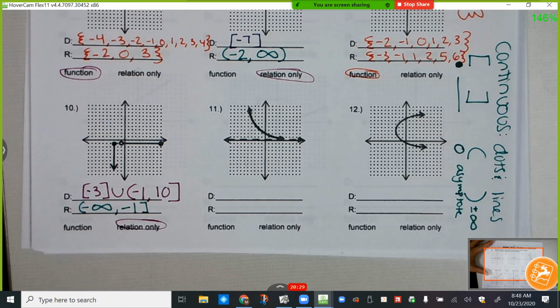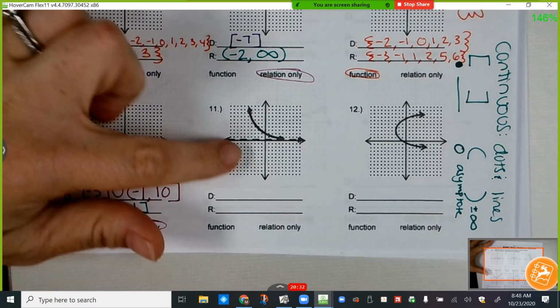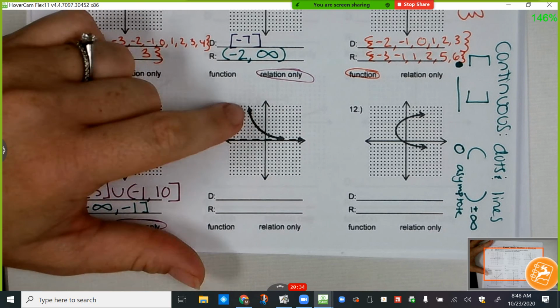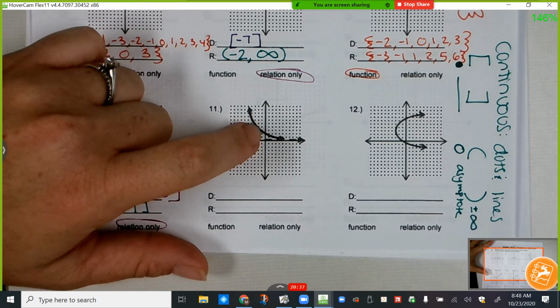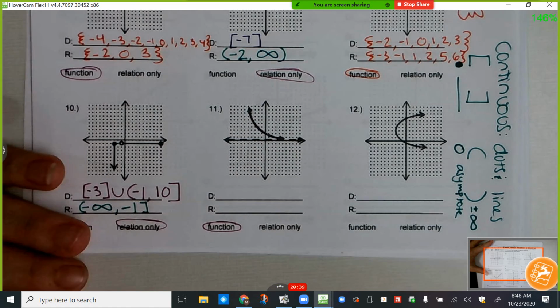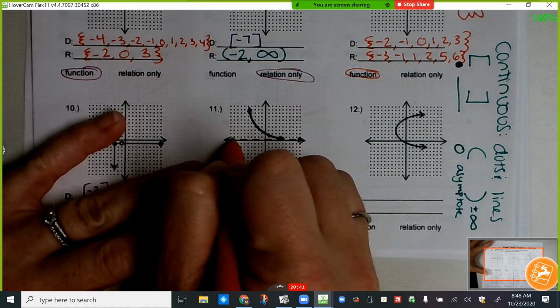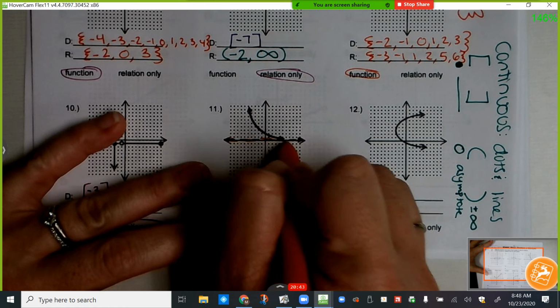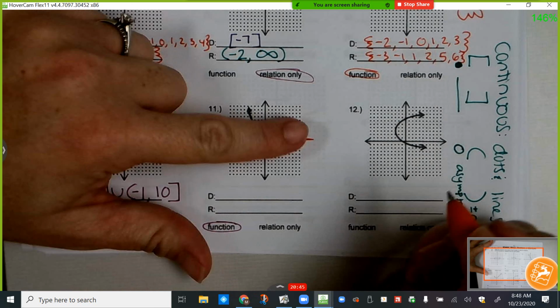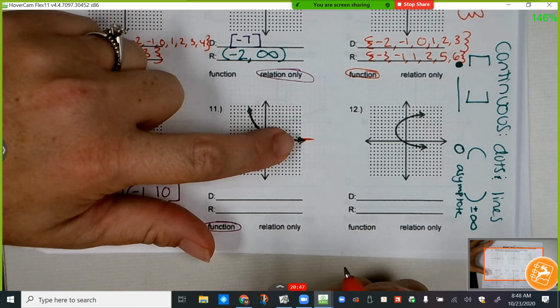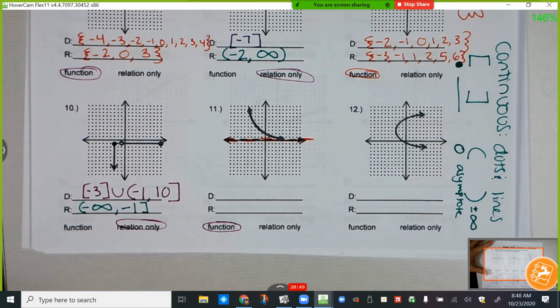Okay, looking at number 11, function or relation only. Don't look at the dash line. I'm going to explain that in a minute. Just look at this little ramp. It's a function. Okay, that dash line is just there. Does anybody remember what kind of function this is? Just that little ramp. Starts with an E. EX. So it's exponential.